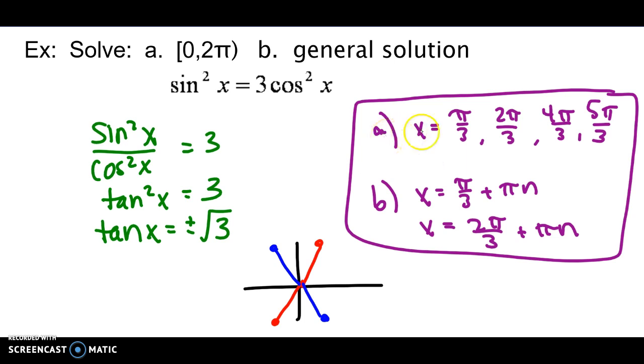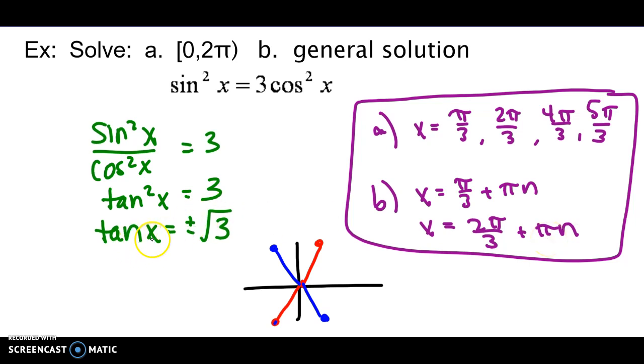Okay, so hopefully you got 4 solutions between 0 and 2 pi. So pi thirds, 2 pi thirds, 4 pi thirds, and 5 pi thirds. And then for our general solutions here, I know, if pi thirds is one of my solutions, and this is tangent of x, then I know that 4 pi thirds is also a solution. So really it's pi thirds plus pi n. Keep going pi around. Same thing for 2 pi thirds plus pi n.